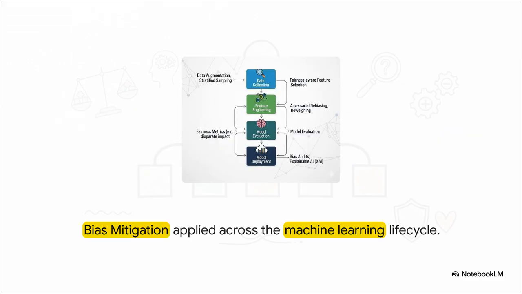Let's move to the next slide and see how this builds into an actual, actionable solution applied across the entire machine learning lifecycle. Fighting inequality in AI isn't just a one-time patch. During data collection, we use things like data augmentation to ensure diverse representation. During feature engineering, we apply fairness-aware feature selection. And finally, around deployment, we use continuous bias audits and explainable AI to ensure the model isn't secretly relying on discriminatory factors. It takes work at every single stage.